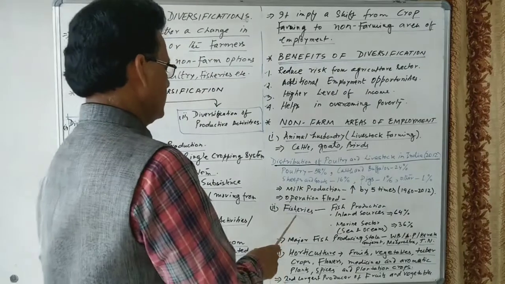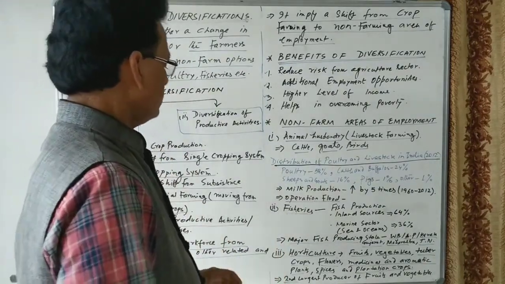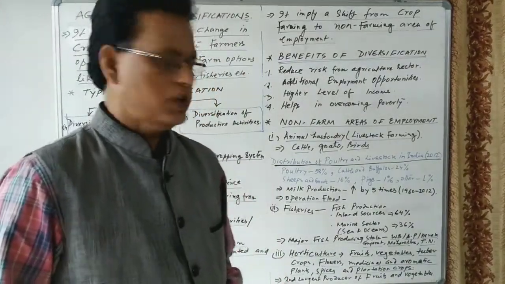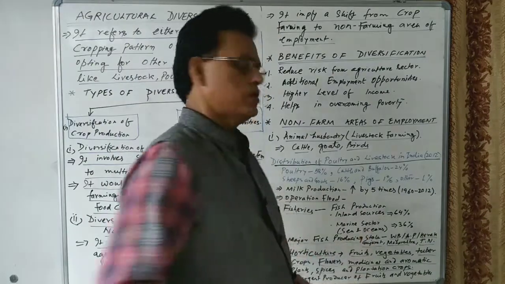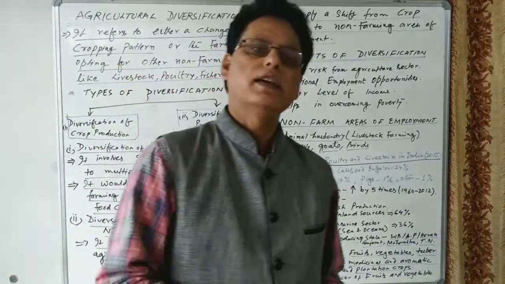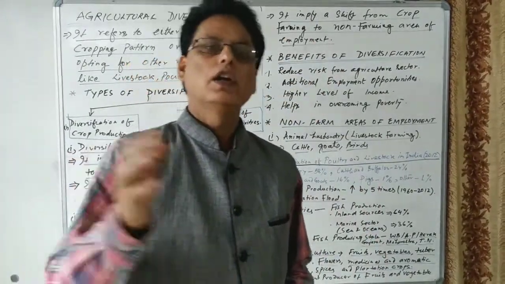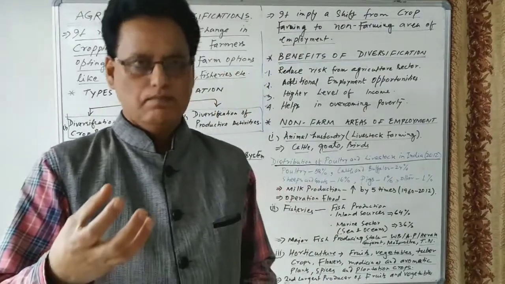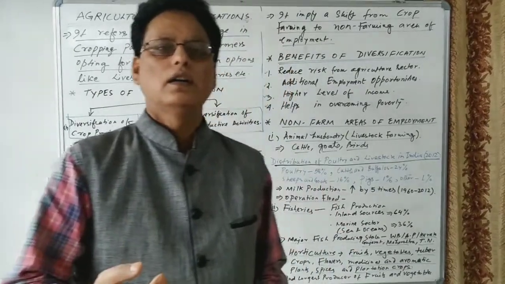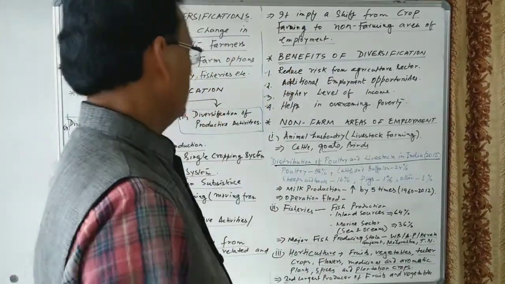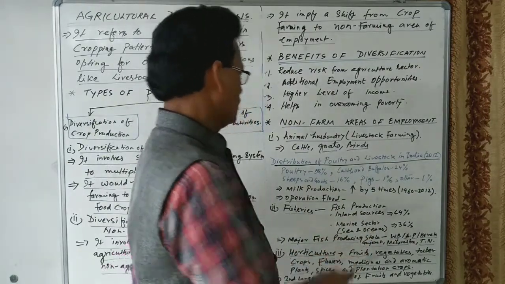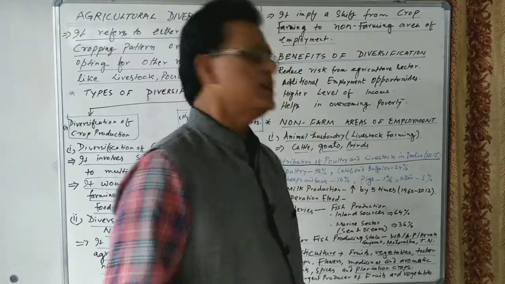Then the next one is fisheries, fish production. In our country, there are two sources of the production of fish. One is the inland sources. The inland sources consist of the production of fishes in lakes, rivers, and ponds. So fishes can be raised in ponds, in rivers, and also in lakes. So this is inland sources. And another one is the marine sector. Marine consists of seas and oceans.